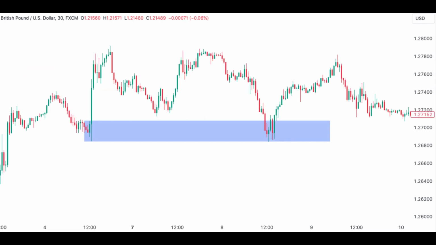Another example here, your demand zone boxed out, you wait for price to come in. Once this engulfing bullish candlestick closes, you buy immediately and ride all the way up. Your stop loss below this candlestick. This is how to trade your supply and demand strategy.